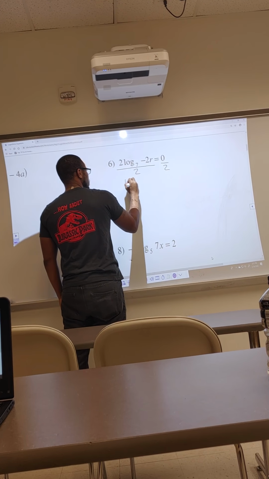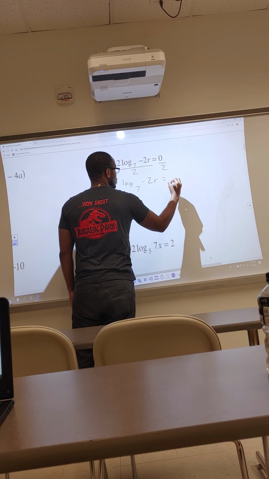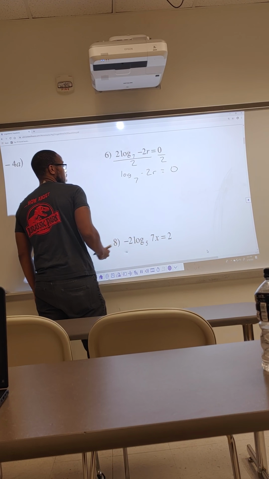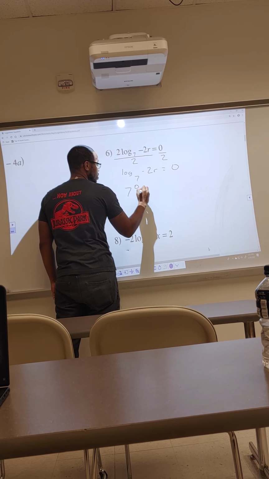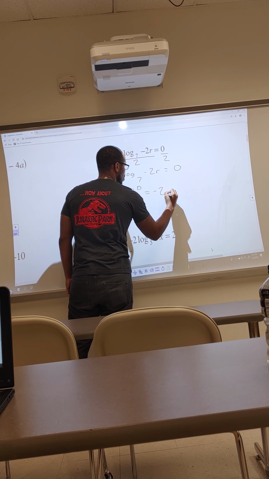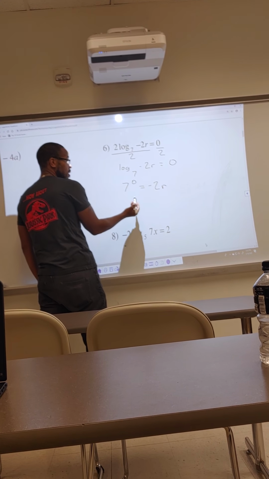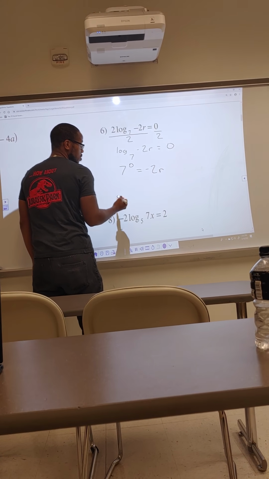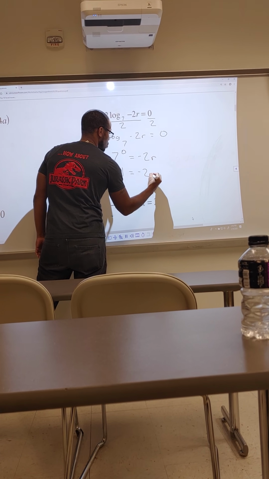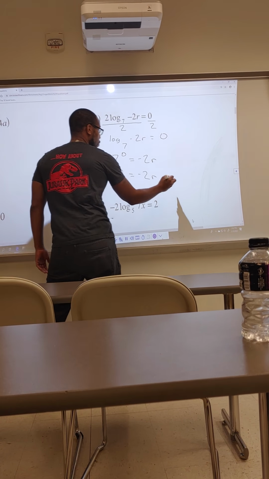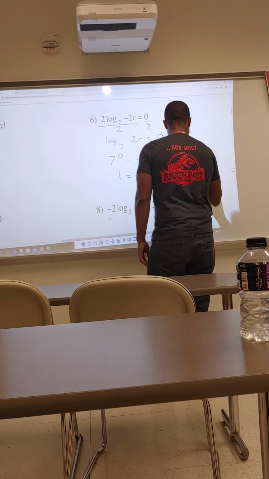And so now I would end up with log base 7 of negative 2r equals 0, because 0 divided by 2 is 0. 7 to the power of 0 equals negative 2r is this logarithmic equation set up as an exponential equation. So now anything to the 0 power is 1, which will equal negative 2r. And so therefore r would equal negative 1/2.